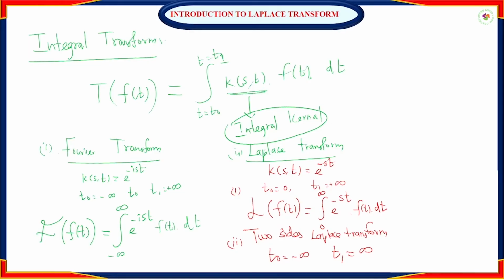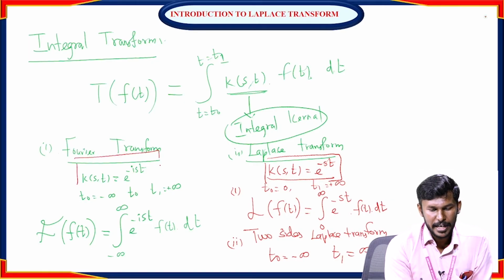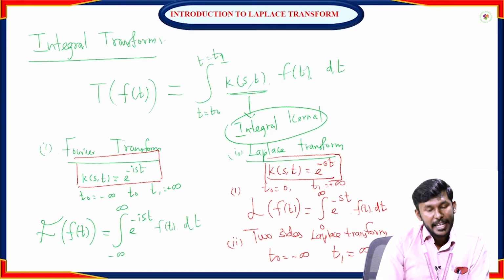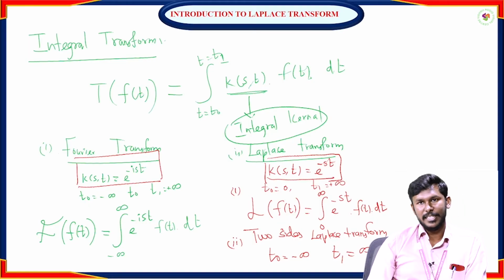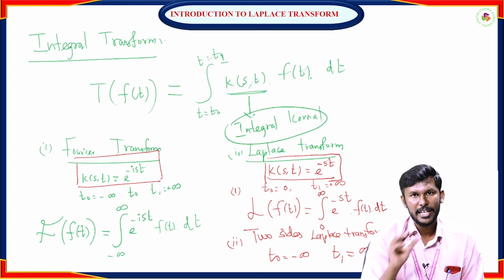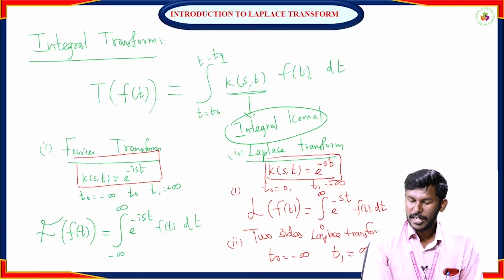But for the Laplace transform, my integral kernel will be e power minus st. For the Fourier transform, my integral kernel is e power minus ist. That's the main major difference. What we are doing is, for any given function, you just multiply by the integral kernel and do the integration. The output will be a function of s, F of s.